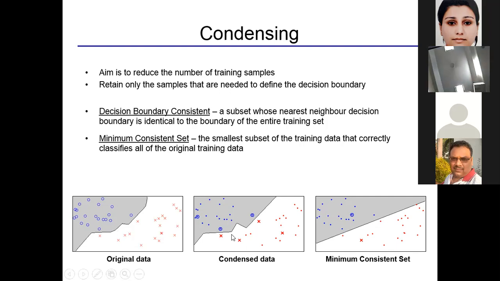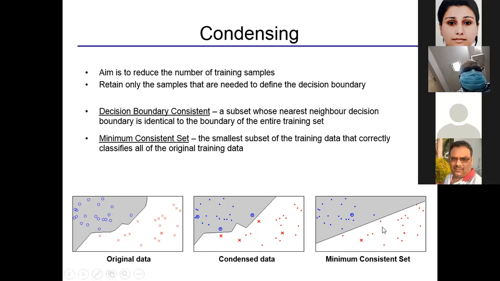So this is the work of the condensed data: you select a few data points and the generated decision boundary is similar to the original one. Apart from that, if you are not taking the condensed data, then we have the minimum consistent set. The minimum consistent set is, you can say, a trade-off between the original data and the condensed data. It is a smaller subset of the training data that can correctly classify all the original data. So this is called minimum consistent set.